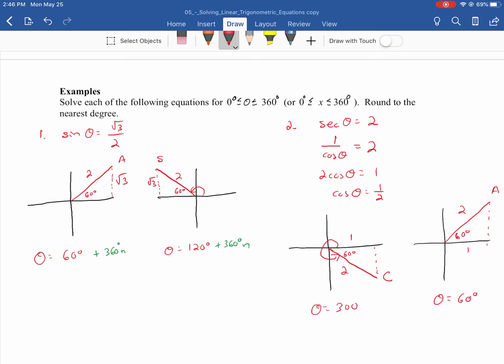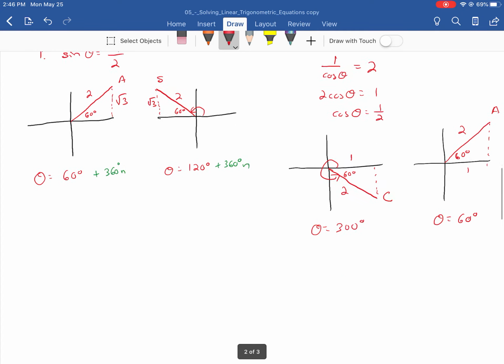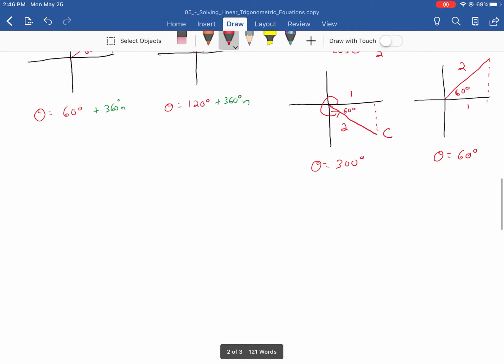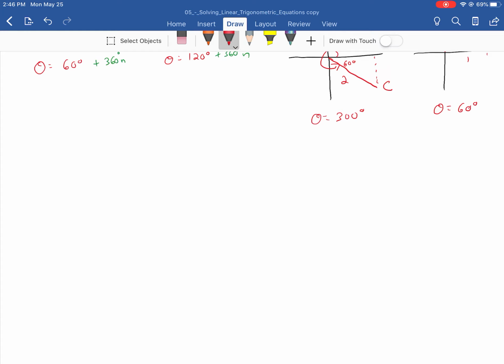So my two answers here, I'll do this one over here first. Theta could be 60 degrees. That's that first quadrant answer. Or here, theta could be 300 degrees. So it's not all the way around. It's not 360 degrees all the way around. It's only 300 degrees. So not too bad. Those should be very familiar type questions from the previous lessons.